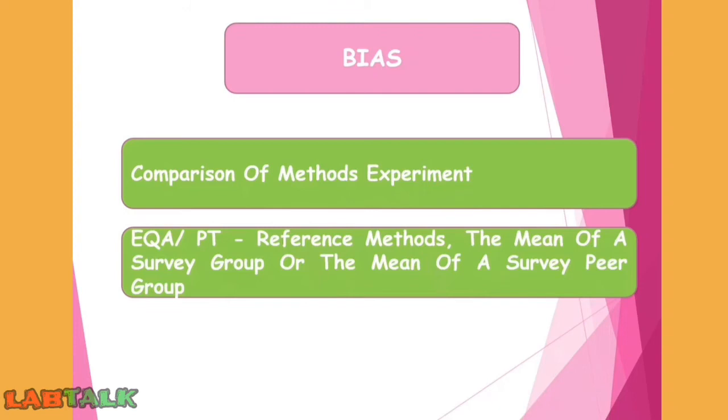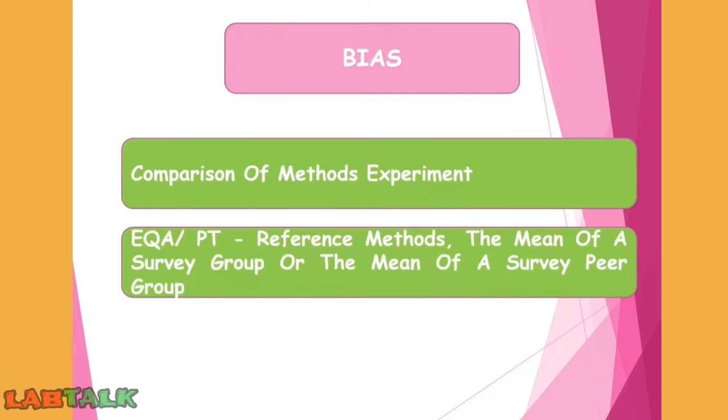So we have two options for calculating the bias. One is specifically from the comparison experiment or the performance verification experiment which the laboratory has already conducted in-house while introducing a new test in the laboratory. And the second option is to collect the data from the EQA report or proficiency testing report, where the laboratory's results are compared either with the reference method or with the peer group data.